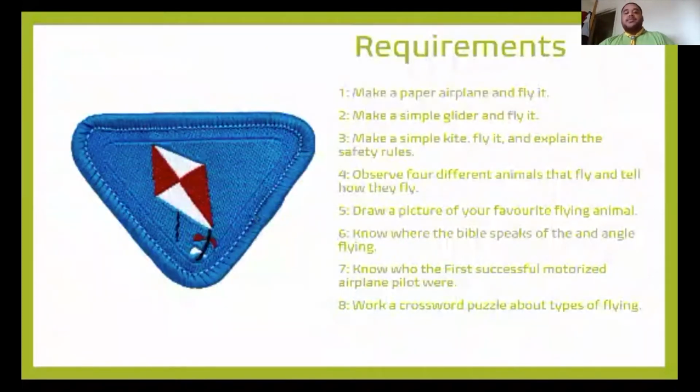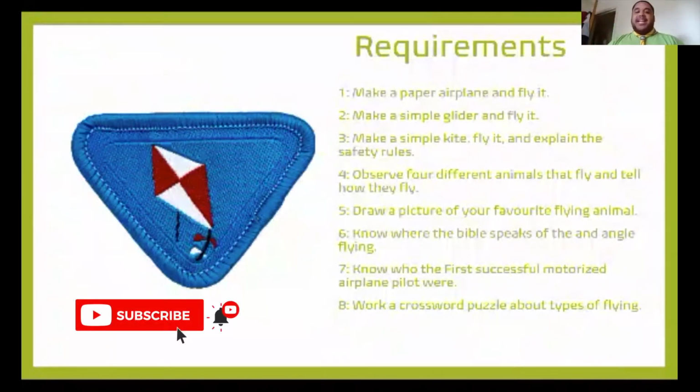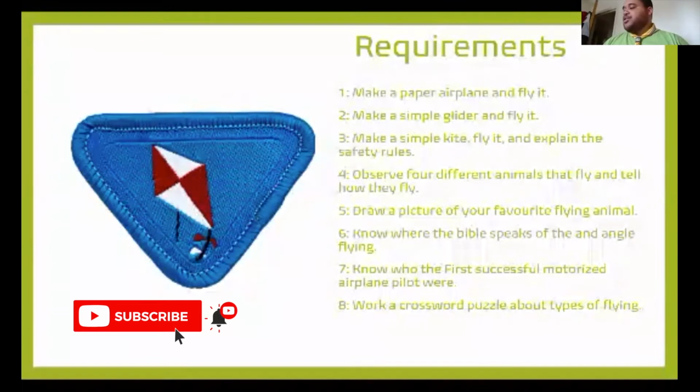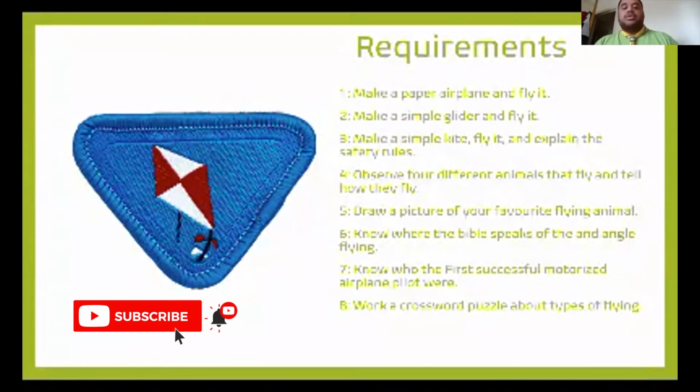So here are the requirements. Number 1, make a paper plane and fly it. Number 2, make a simple glider and fly it. Number 3, make a simple kite, fly it, and explain the safety rules. Number 4, observe 4 different animals that fly and tell how they fly. Number 5, draw a picture of your favorite flying animals. I look forward to seeing more flying animals. Number 6, know where the Bible speaks of an angel flying. Excuse the typo there. Number 7, know who the first successful motorized airplane pilots were. And lastly, a crossword on different types of flying. So we're going to cover the majority of those requirements today.